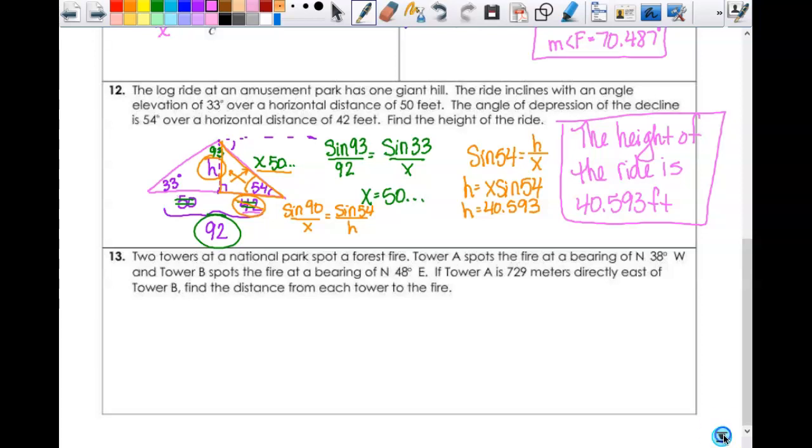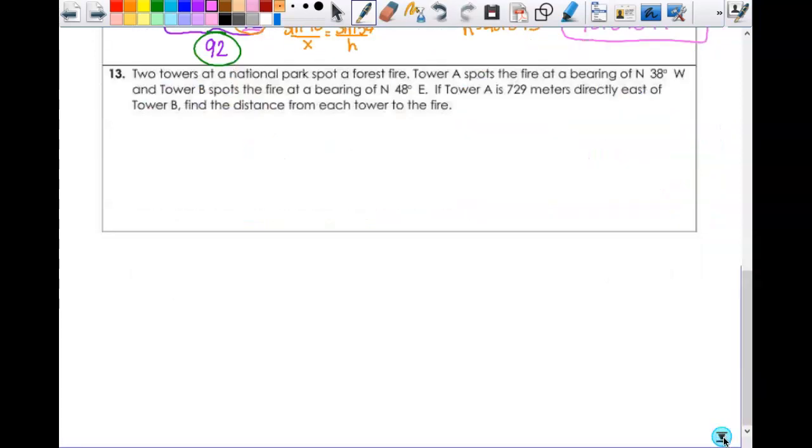I saw quite a few people's pictures today drawn incorrectly. So let's talk about how we know what to do here. So 2 towers at a national park spot a forest fire. Tower A spots the fire at a bearing of north 38 degrees west, and Tower B spots the fire at a bearing of north 48 degrees east. If Tower A is 729 meters directly east of Tower B, find the distance from each tower to the fire.